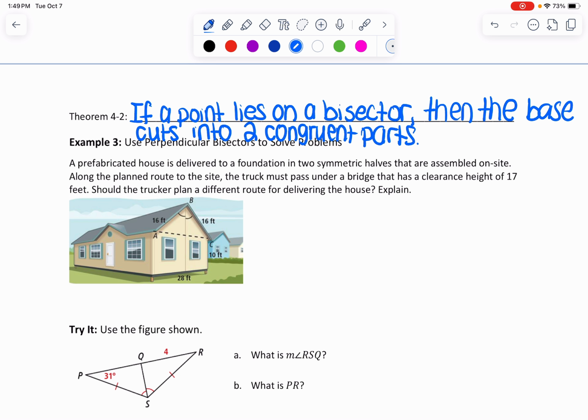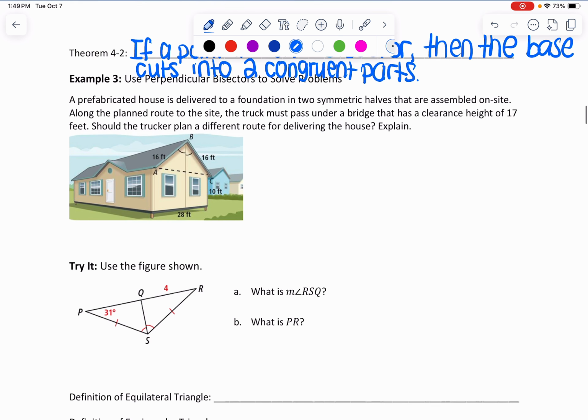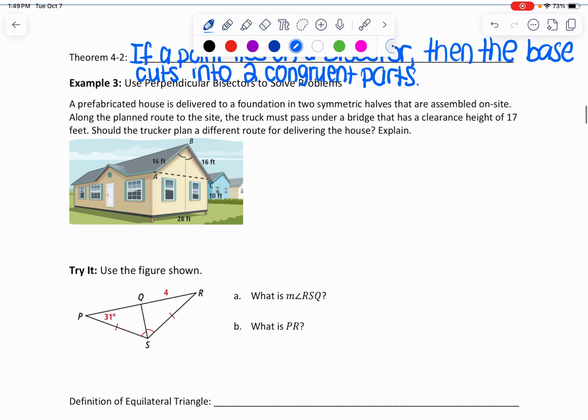Basically it says if you have a point that lies on a bisector, then that base is cut into 2 equal parts. All right, so we're going to look at this example right here. It says use the perpendicular bisector to solve problems. A prefabricated house is delivered to a foundation in 2 symmetric halves that are assembled on site. Along the planned route on the site, the truck must pass under a bridge that has a clearance of 17 feet. Should the truck plan a different route for delivering the house?